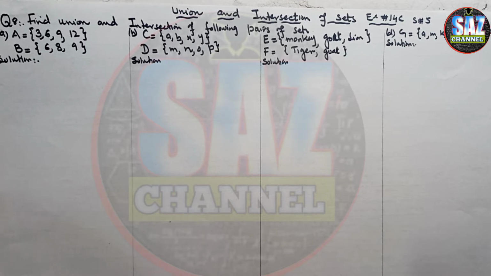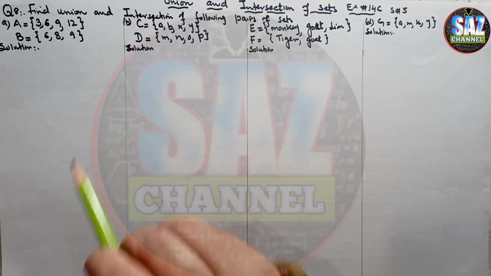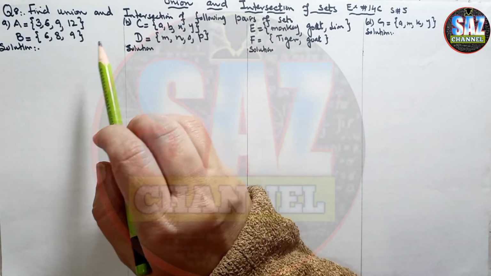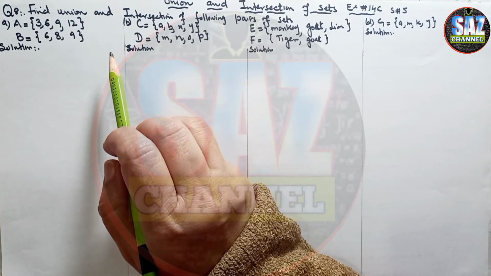Let's move to question number 8 and let me read the question from the book. Question says that find the union and intersection of the following pairs of sets.